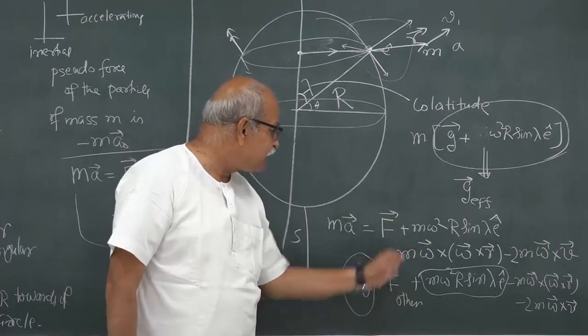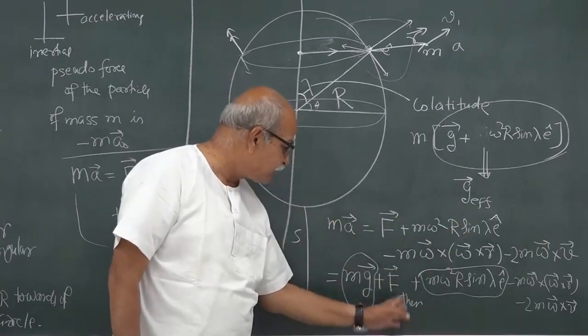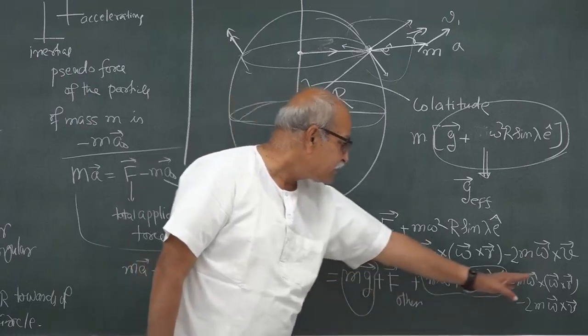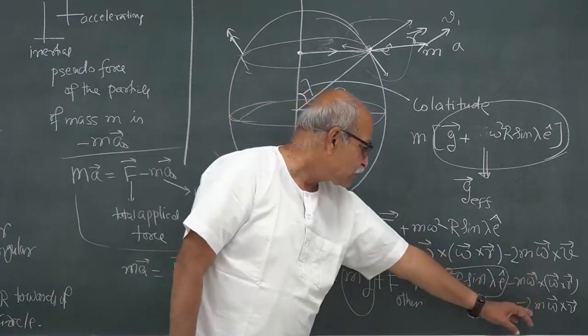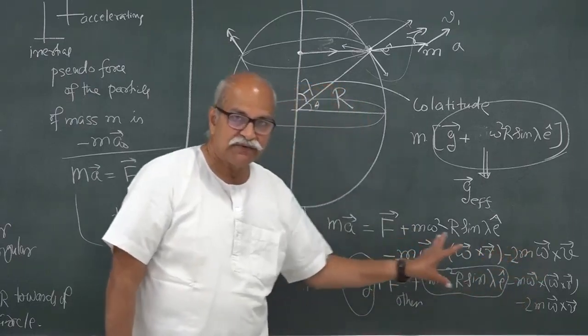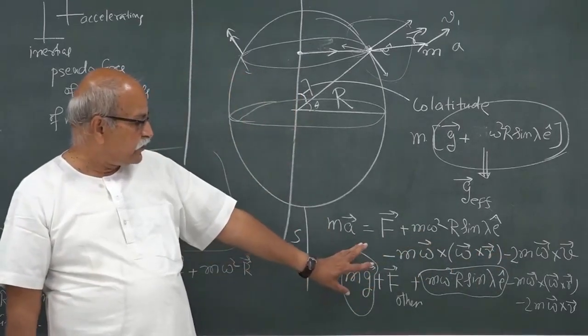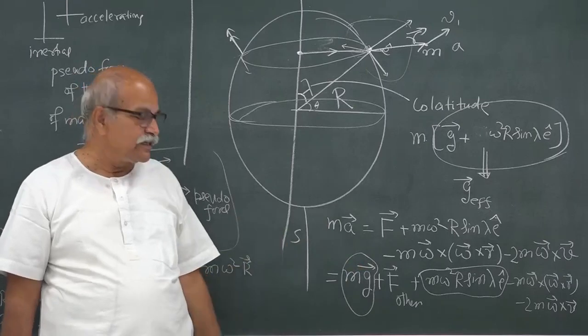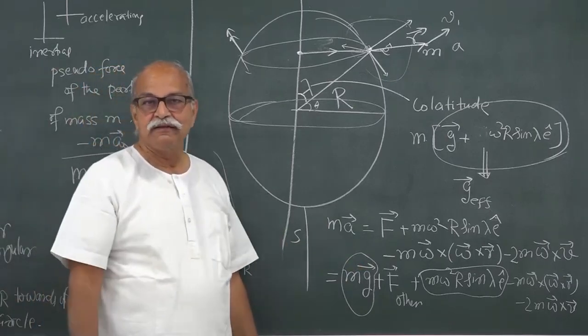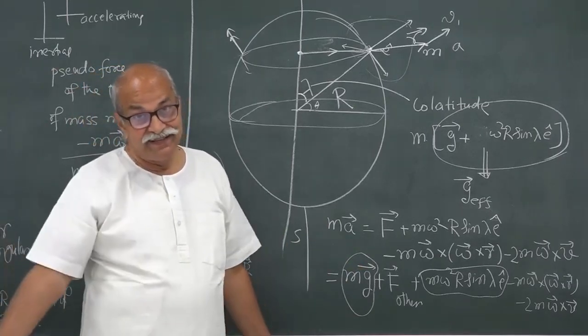So, m times G effective, any other forces if present, and then the centrifugal and this Coriolis force. This will be our equation of motion, and we will be using this equation for some simple cases, a freely falling particle or maybe a projectile and so on.